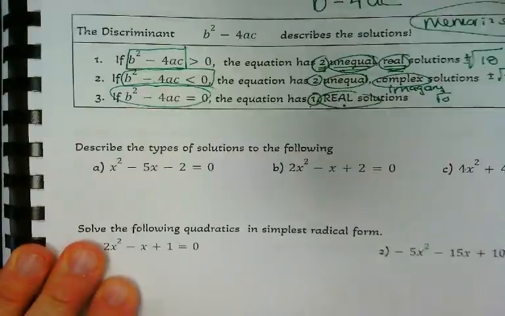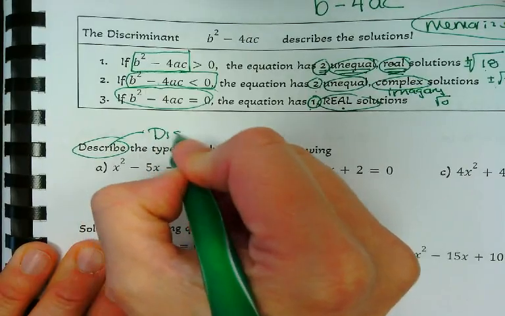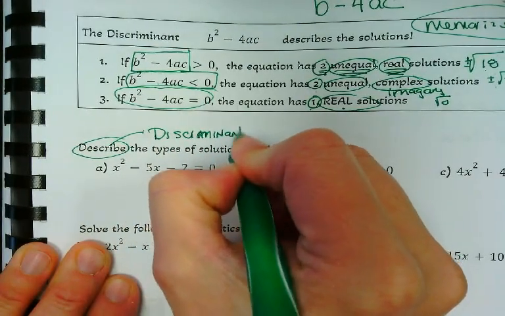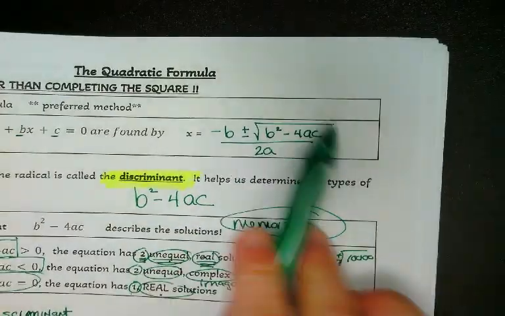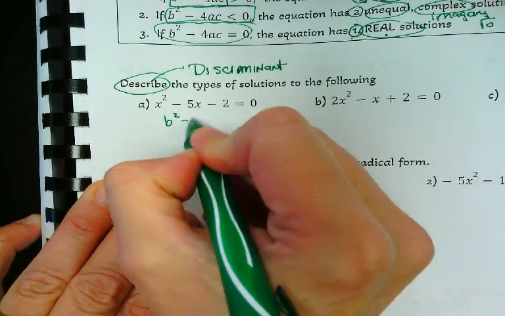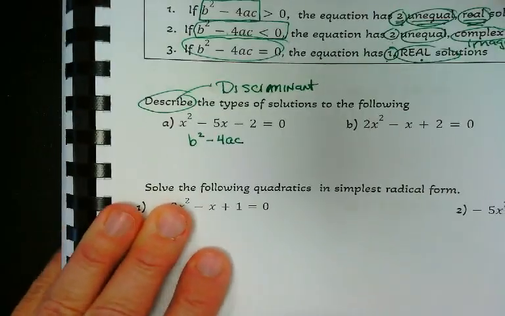All right, so this first part says describe the roots. So when you see the word describe, you are just using the discriminant. And the discriminant is just the part under the radical, not the radical itself. So I'm going to start with b squared minus 4ac. Just the part under the radical.